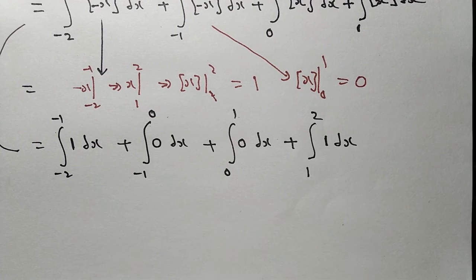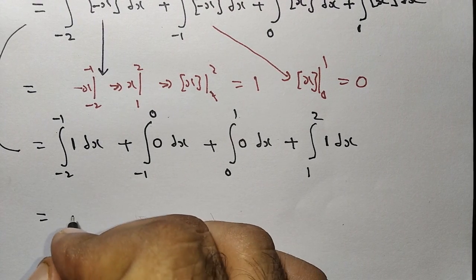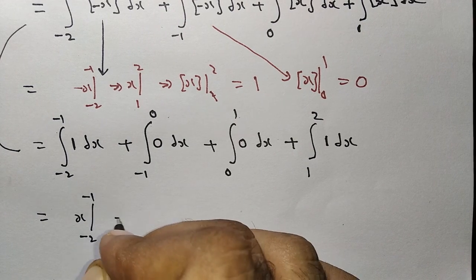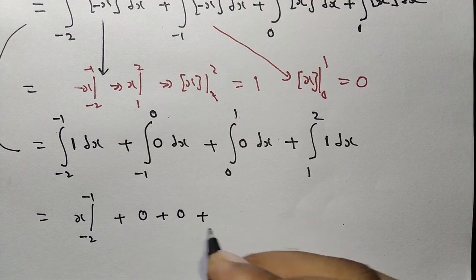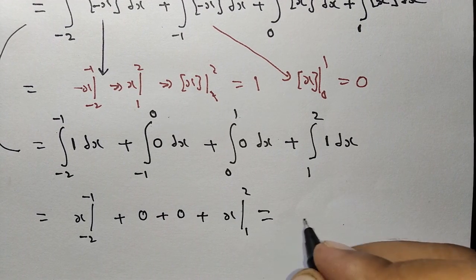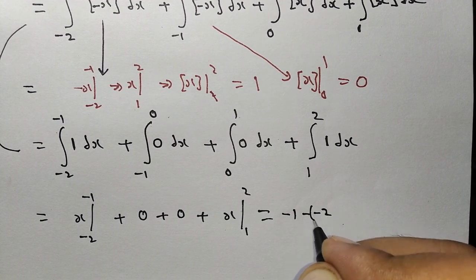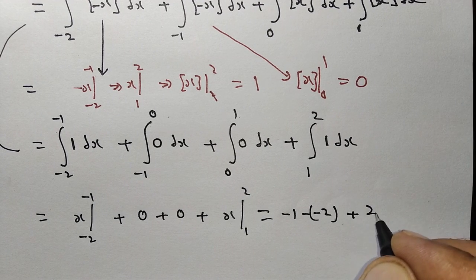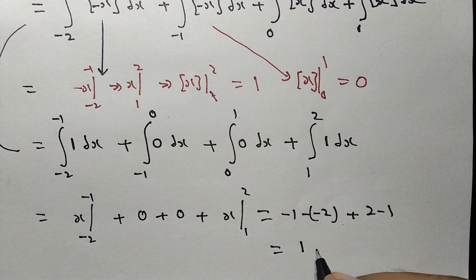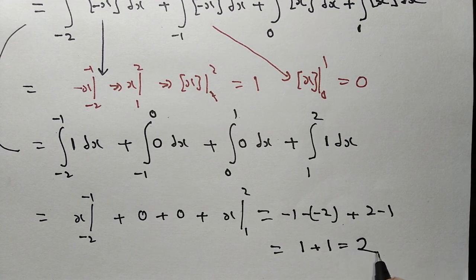If we calculate this integration, we will get x from minus 2 to minus 1, plus 0, plus x from 1 to 2. So this will be equal to minus 1 minus minus 2, plus 2 minus 1, which is equal to 1 plus 1, and that is equal to 2.